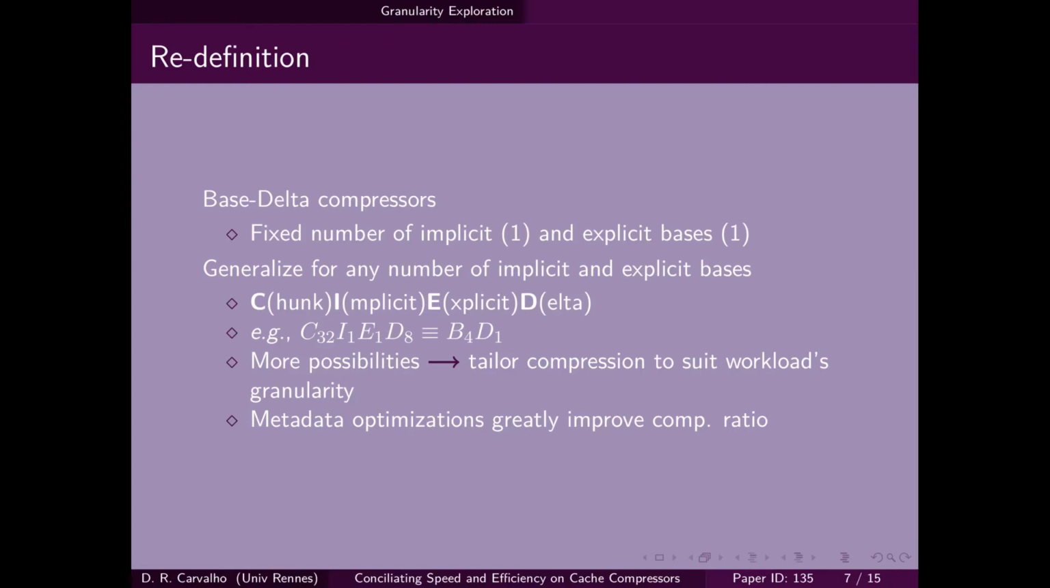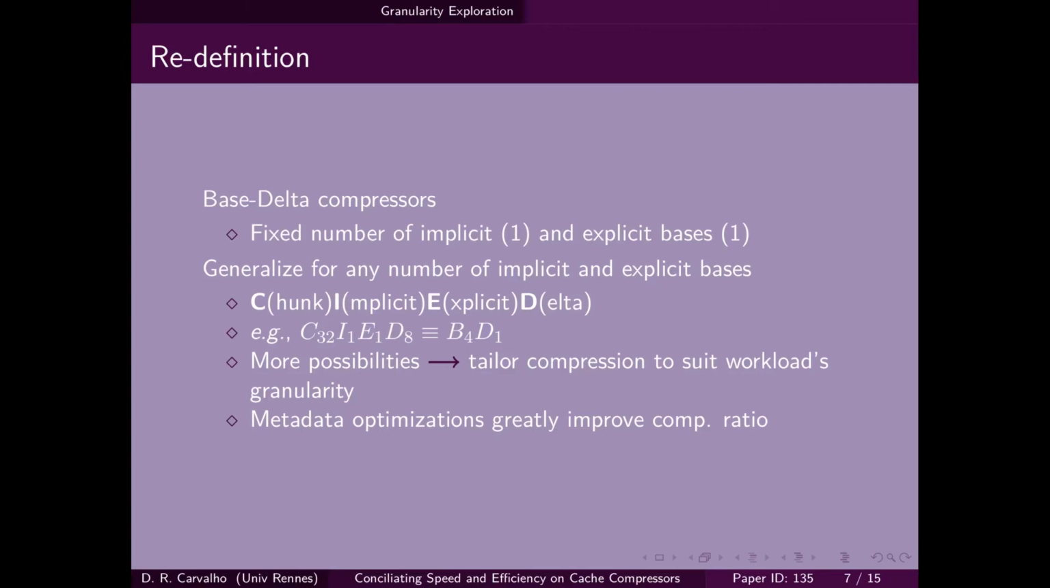A base delta compressor is also known for containing only one implicit and explicit base. So we propose redefining this so that we can generalize and have any number of implicit and explicit bases. We call this the CID, or chunk, implicit, explicit, and delta, and it has a match with the original counterpart if we only set one implicit and one explicit base. This allows us to define more possibilities so that we can tailor the compression to suit the workload's granularity according to what we proposed before with the region chunk compression.